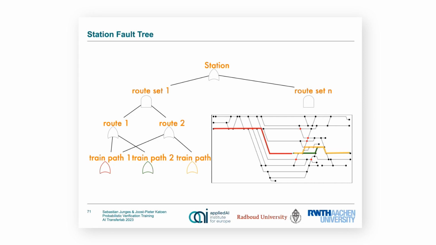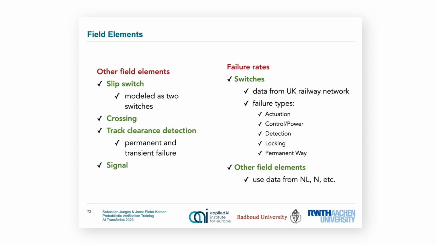You can imagine that for a real station, those models can be large, and we will see some examples in a minute. Then we looked at the different field elements: slip switches, crossings, track clearance detection, and so on. We are not experts in railway engineering, so we did this together with experts in transport engineering at RWTH Aachen. They were very useful in providing us all this information about these field elements, and also information about what are adequate models.